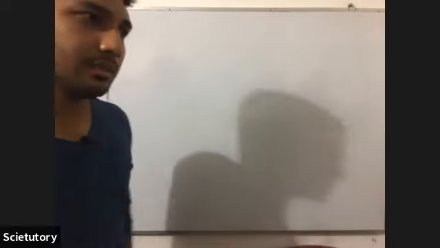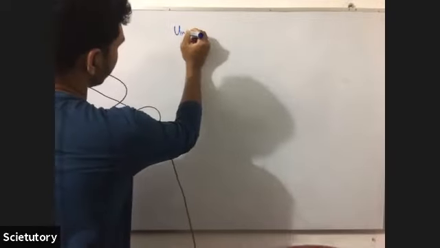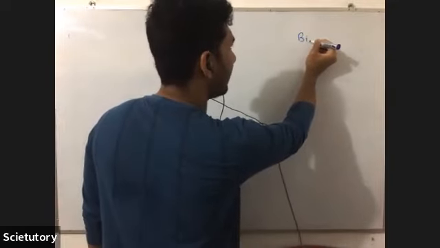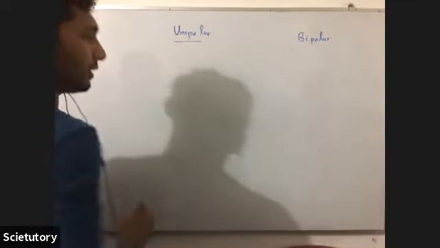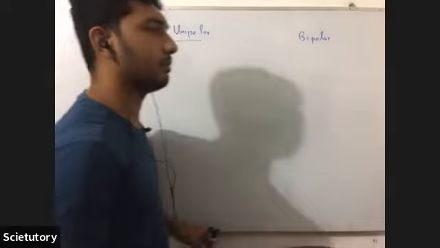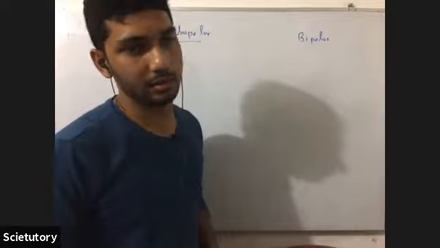BJT and JFET. Yeah, somewhat. Unipolar, correct. Bipolar. Unipolar and bipolar is a good classification. So now, what is unipolar? In unipolar, only one type of charge carrier is responsible for the current. In bipolar, both types of charge carriers, the holes and electrons, participate in carrying the current.